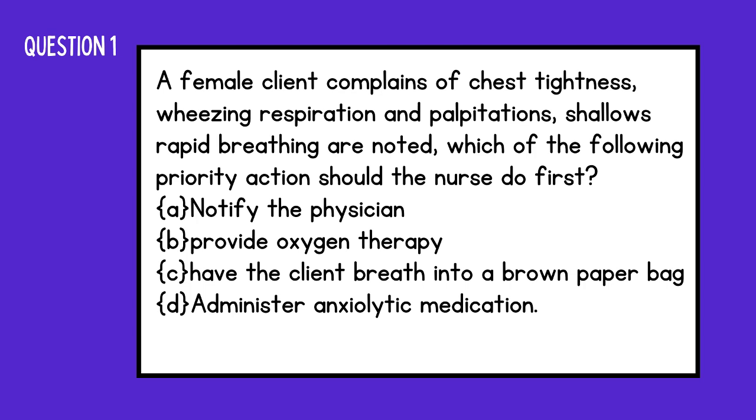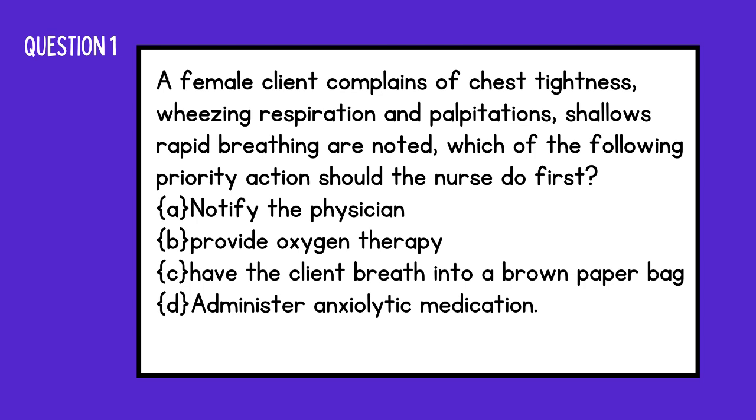So let's go straight to the first question we have, and then let's see the rationale behind such a question. Now the question says, a female client complains of chest tightness, wheezing respiration and palpitation. Shallow rapid breathing are noted. Which of the following priority actions should the nurse do first?